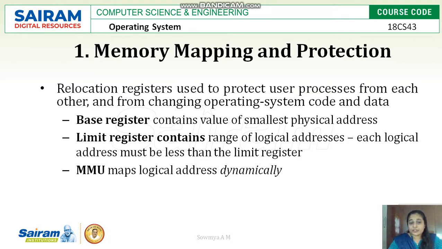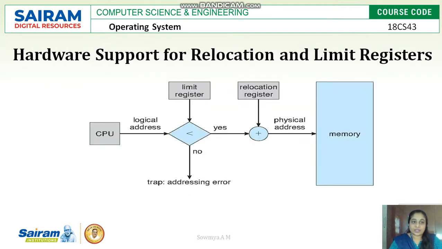Memory management unit maps logical address dynamically during execution to the physical address. So hardware support for the relocation and limit register is like this. The CPU always gives instructions to the operating system based on logical address. Limit register will have the limit value of the process, meaning the size of the process. The logical address is compared with the value in the limit register. If the logical address is lesser than the limit register, it will go to the relocation register. If not, a trap addressing error is raised.